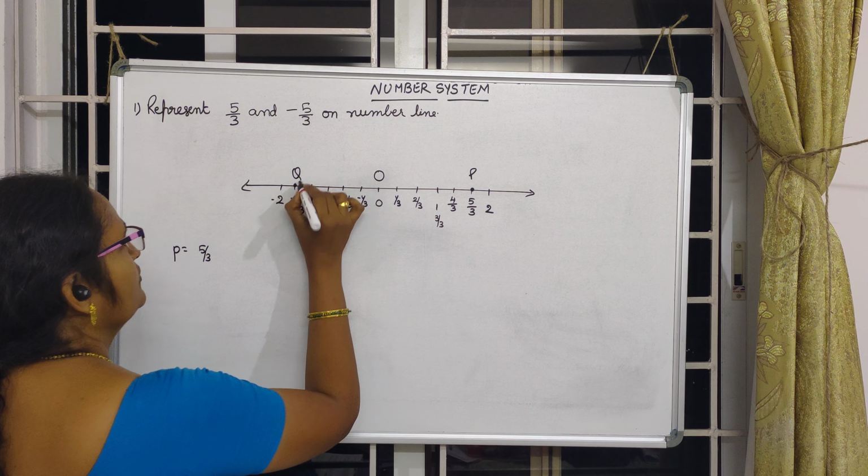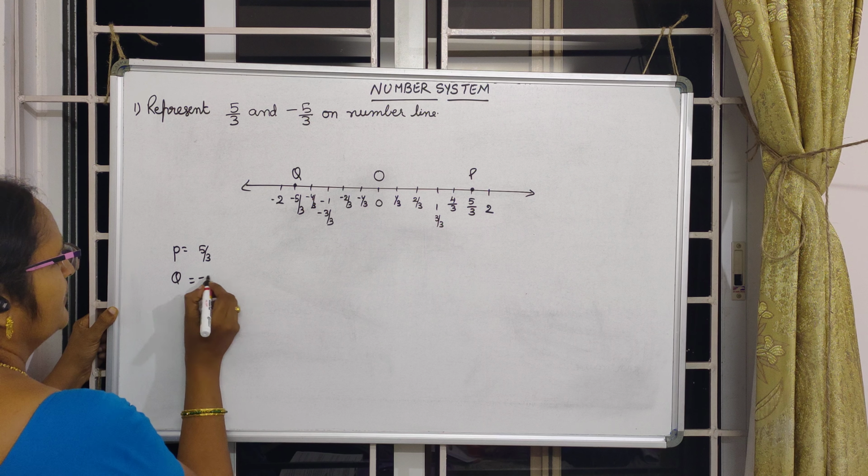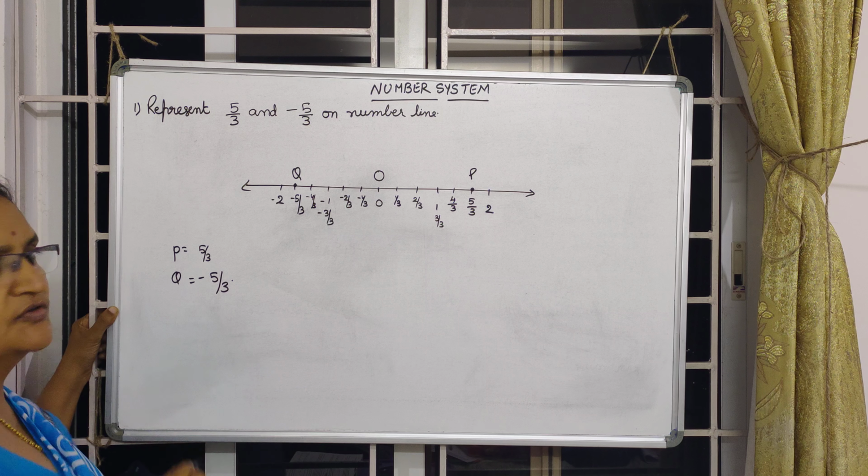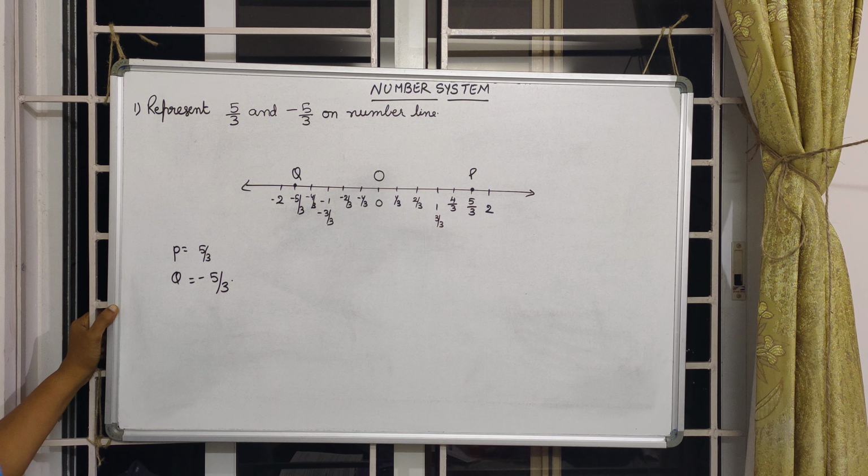Name this one as Q, that is, Q represents minus 5 by 3. In this way, we can represent any rational number on the number line. Clear? Thank you.